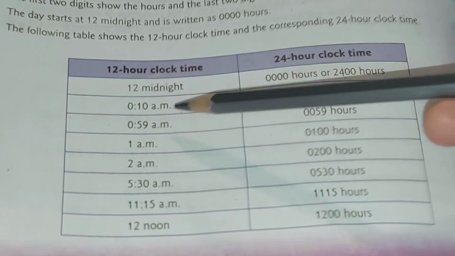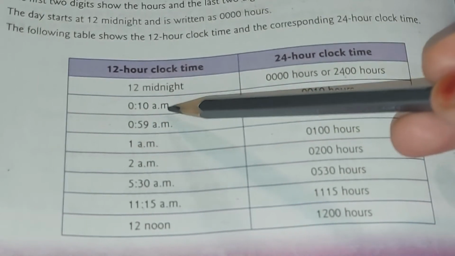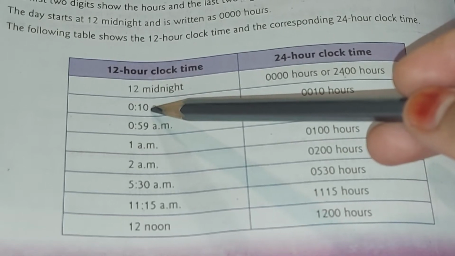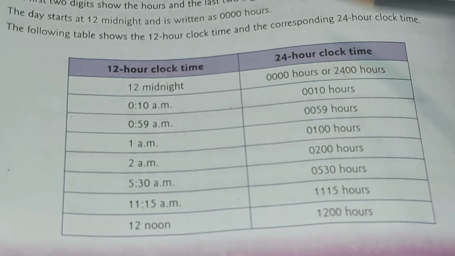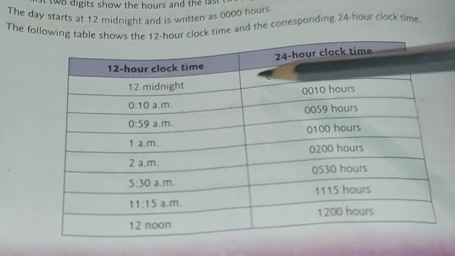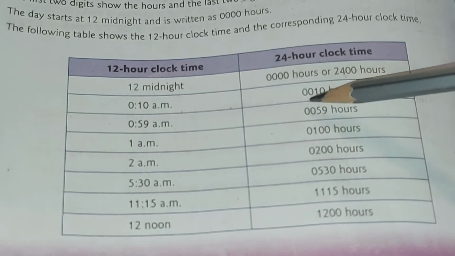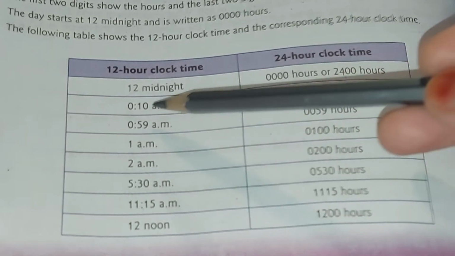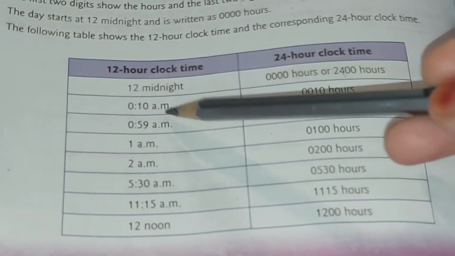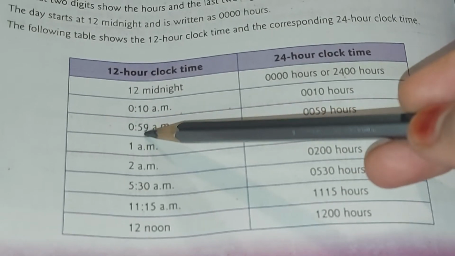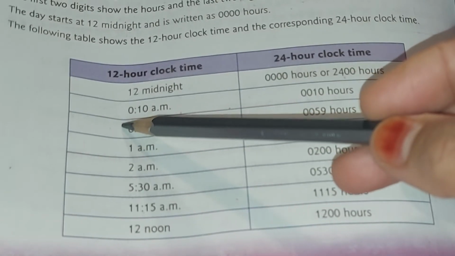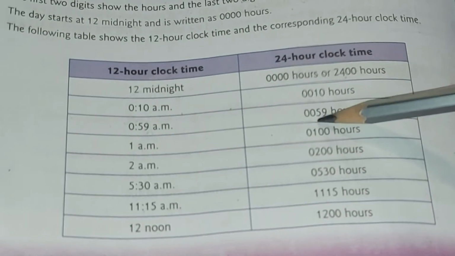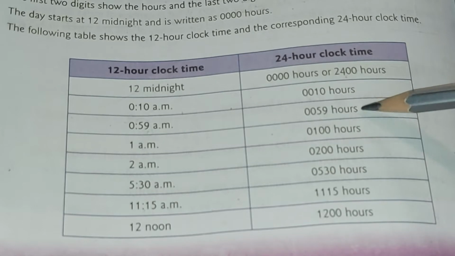Then the next time is 12:10 a.m. This 10 shows the minutes. How do we write this? We simply remove the colon and write 0010 hours. Now 12:59 a.m. Here 59 is the minutes, because first we write the hour and then the minute. So we simply write 0059 hours.